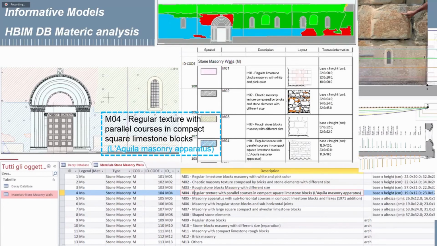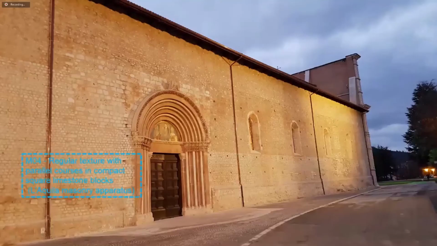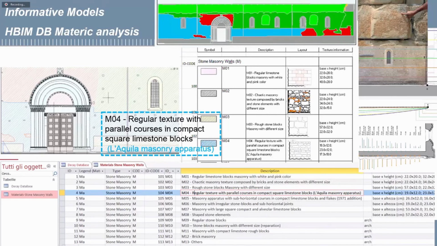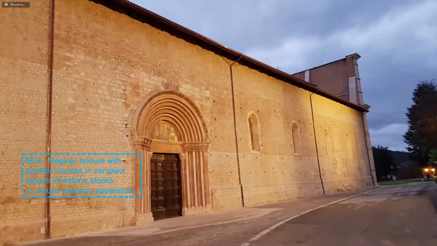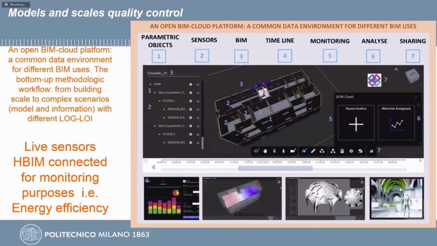Perhaps this is the case in blue of the very important L'Aquila masonry apparatus made of limestone blocks, with the techniques that have been used in the past to finish and protect the surfaces. This is the end of the preservation works, which were closed one year and a half ago.